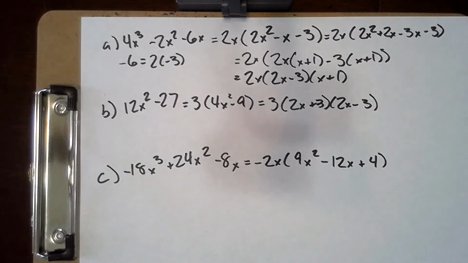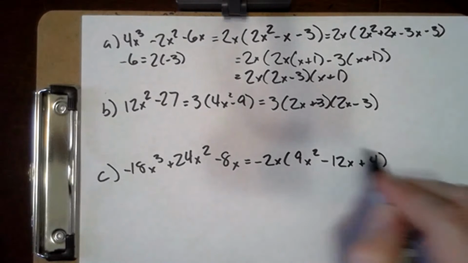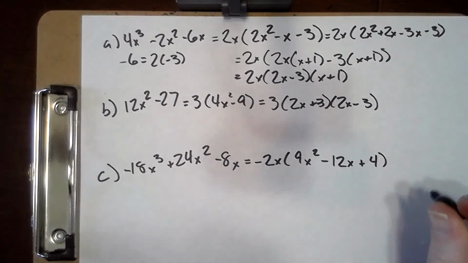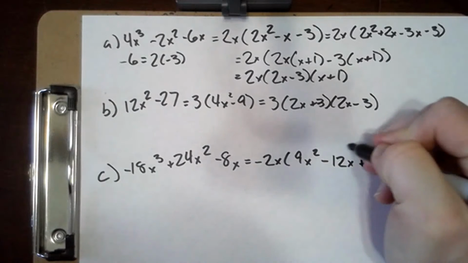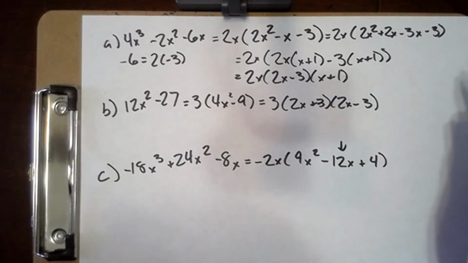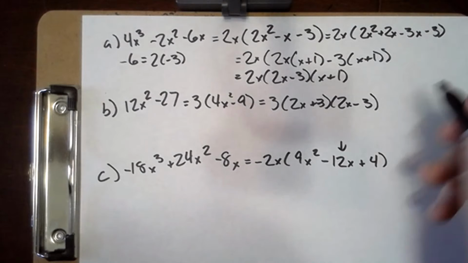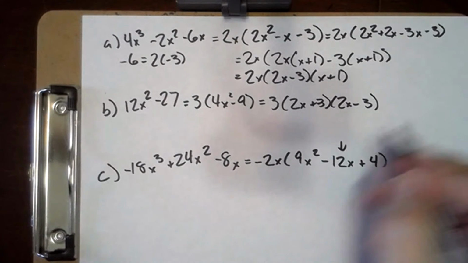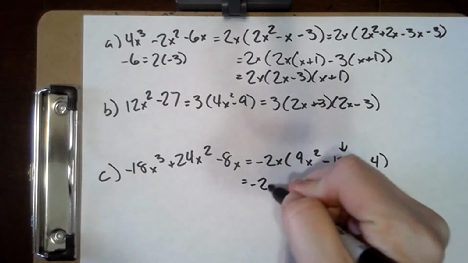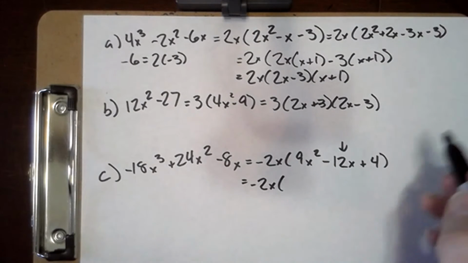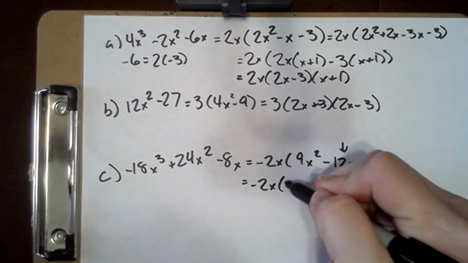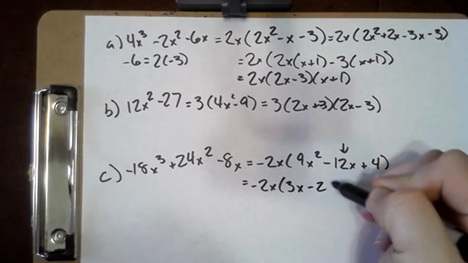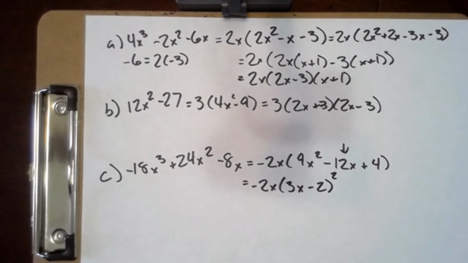And that looks like a perfect square trinomial to me. If it's a perfect square trinomial, then negative 12x is equal to plus or minus 3x times 2 times 2, and it is. So we've got negative 2x times 3x minus 2 squared.